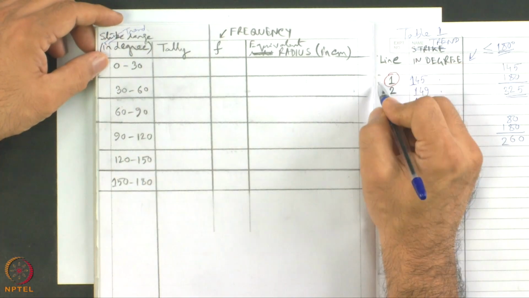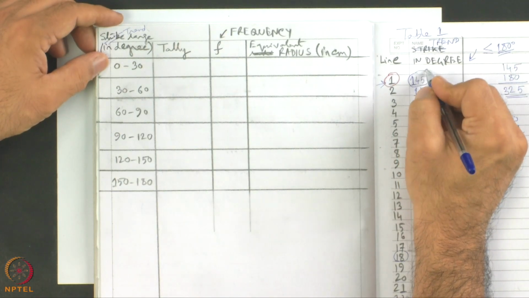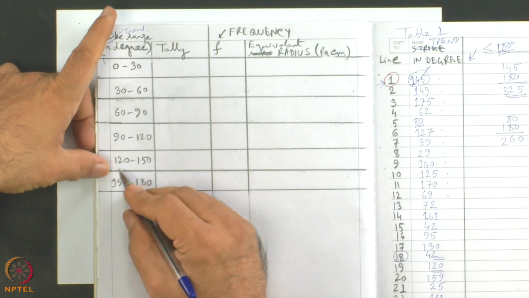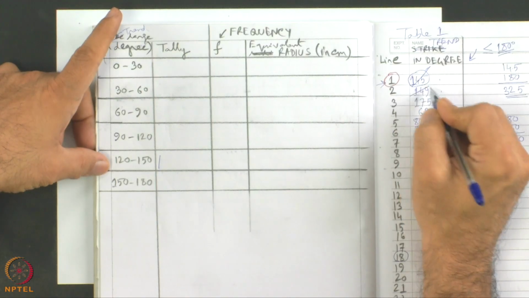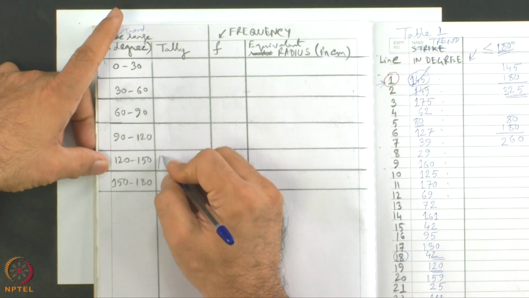Now, for line number 1, the trend is 145 degrees. So, here I give a cut, and 145 comes within the 120 to 150 range. So, here is a tally. For line number 2, it is 149, which will plot here.